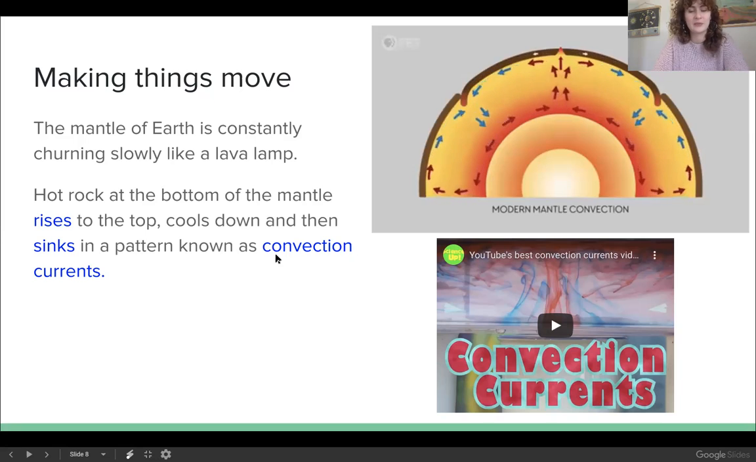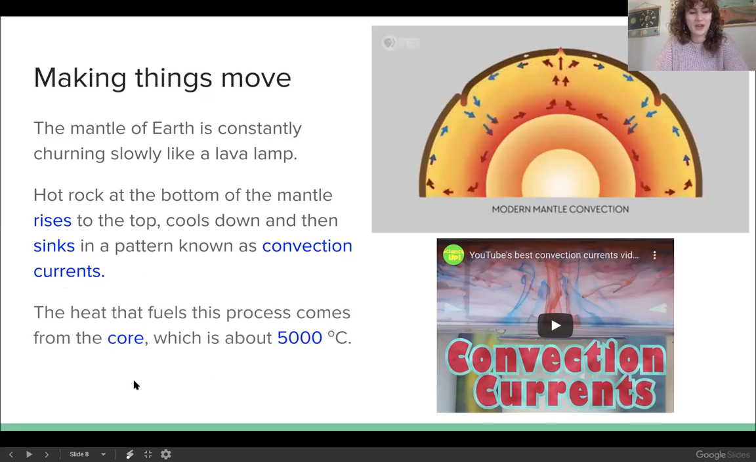Convection currents are very common in many different situations in the universe. All right, a couple more blanks. The heat that fuels this process comes from the core, which is about 5,000 degrees Celsius. The core of the Earth is actually hotter than the surface of the sun. That's right, the inside of Earth is hotter than the outside of the sun, believe it or not. So it's got a lot of heat that is a fuel source, like a stove, for this.